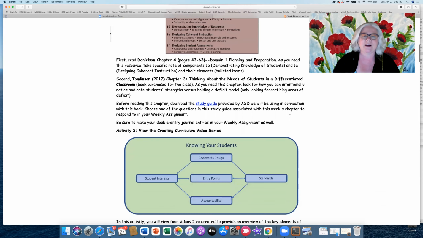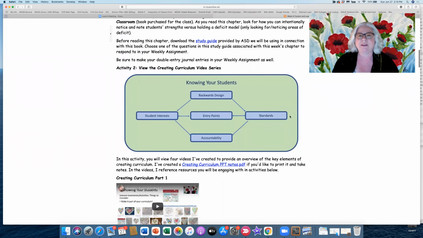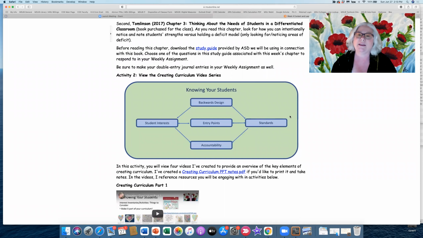Then you'll read the Tomlinson chapter 3. This is focusing on the needs of students in a differentiated classroom. Here, you really want to be paying attention to how we can hold a strength-based model of understanding of our students versus a deficit model. And again, be sure you take a look at the study guide, choose one of those questions to answer in your weekly assignment.